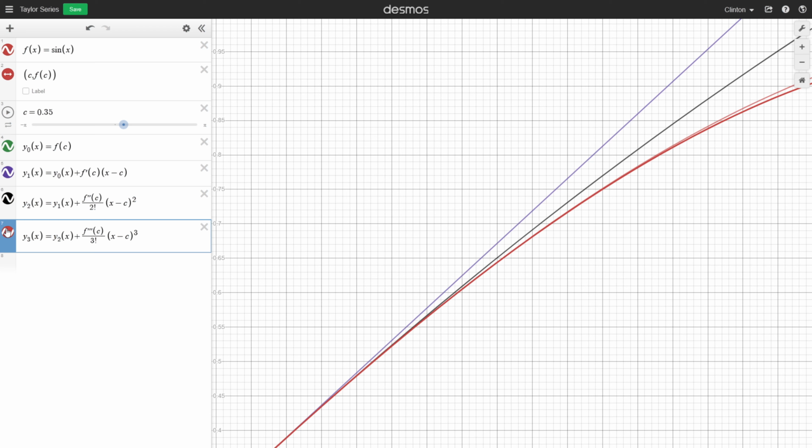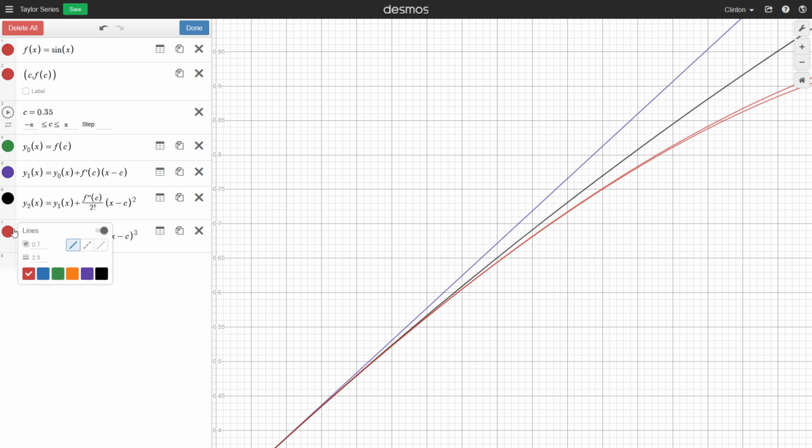And I don't want this to be red. Let's see what else we can get here for our choices. Let's go ahead and try orange. All right.